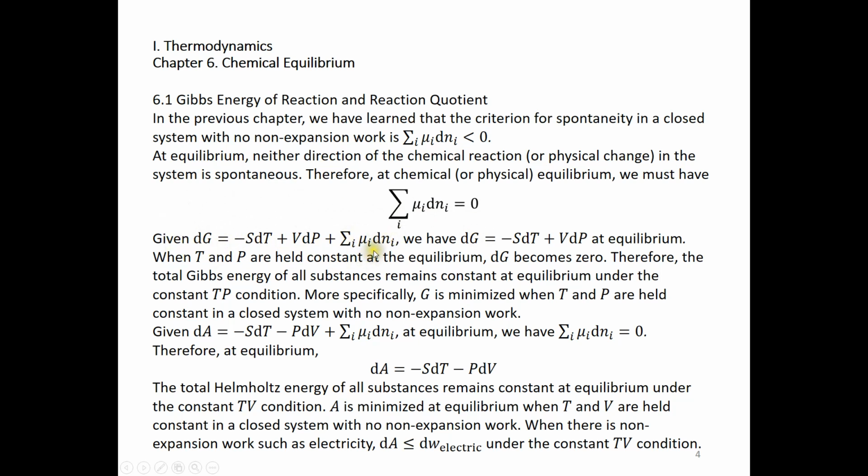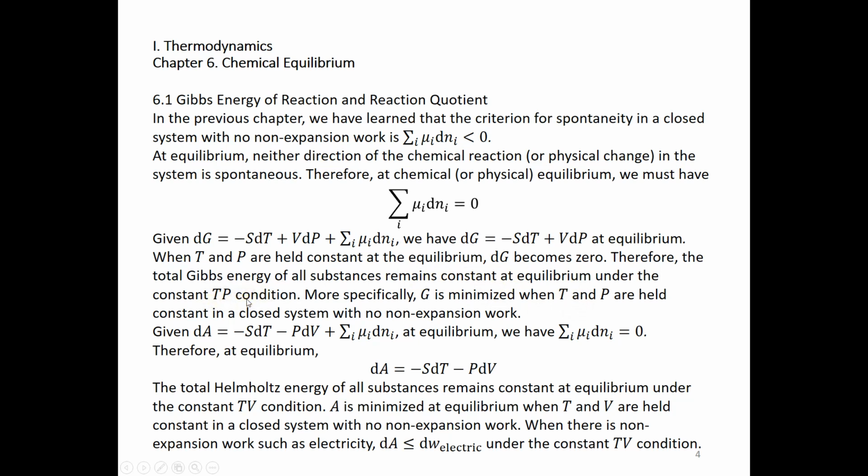Over here, this equation holds for any closed system, even if there is chemical reaction taking place in the system. Now if the sum of mu i dn i is 0, then we have dG is equal to negative S dT plus V dP at equilibrium. Now if temperature and pressure are constant, we can say dT is 0, dP is 0, therefore dG becomes 0. So the total Gibbs energy of all substances remains constant at this equilibrium under the constant TP condition.